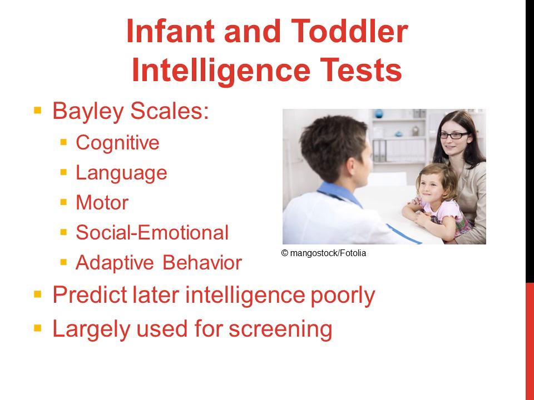The Bayley scales are largely unpredictive of intelligence later on down the line. If we look at how strongly the score on one of the Bayley scales correlates with intelligence in later childhood, there is a very small correlation here. They're used mostly for screening, so to look for developmental delays, to look for atypical or abnormal child development is their primary use.